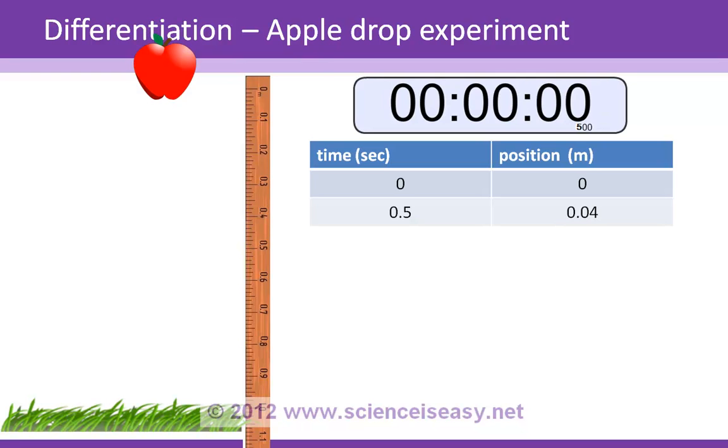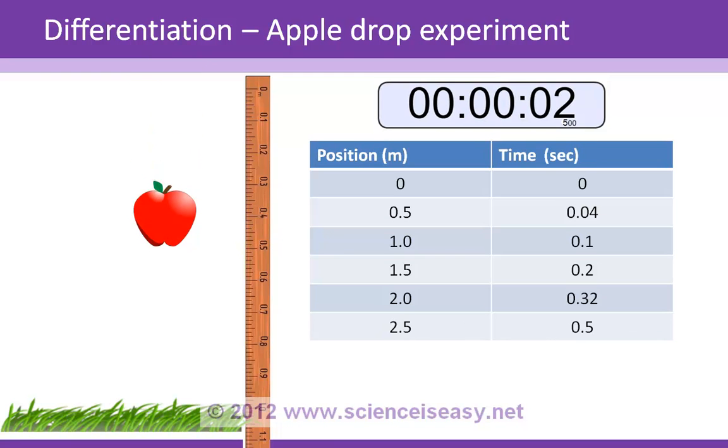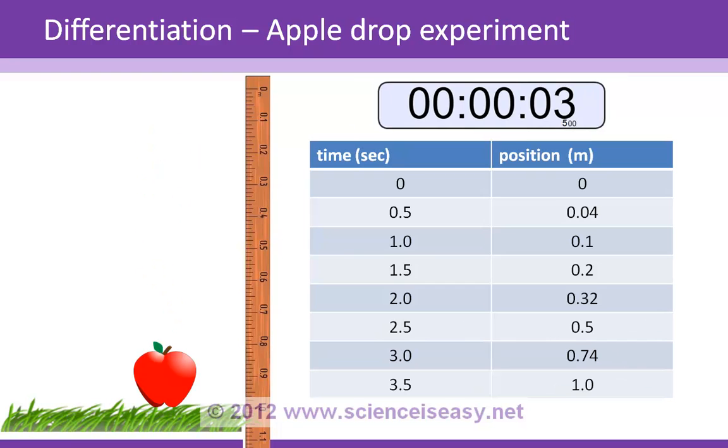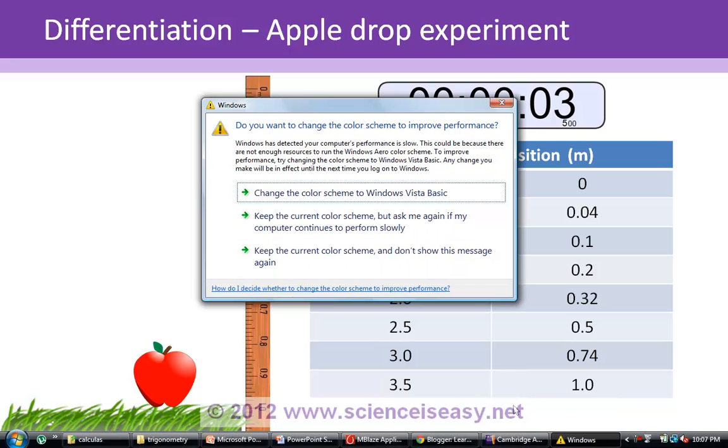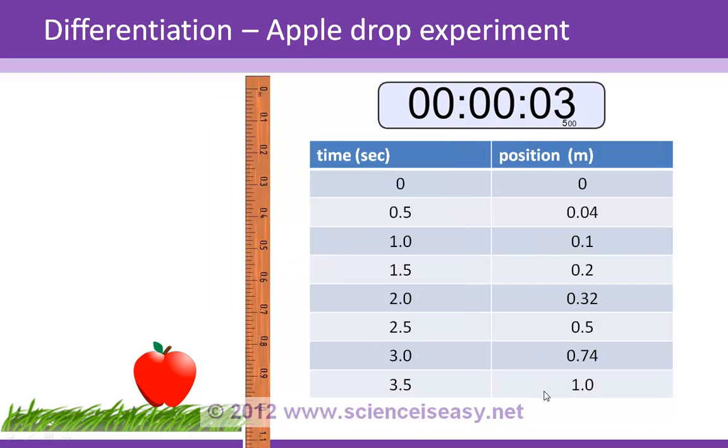You can see at 0.5 second it has traveled 0.04 meter. At 1 second it has traveled 0.1 meter, like that. Finally it reaches the ground. Now you have two series of values. One is time at 0.5 second interval, next is position at particular time, 0.5, 1, like that. So using this data we can have some interesting calculation.